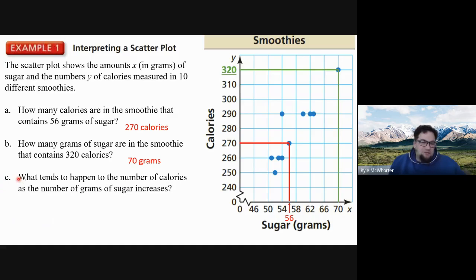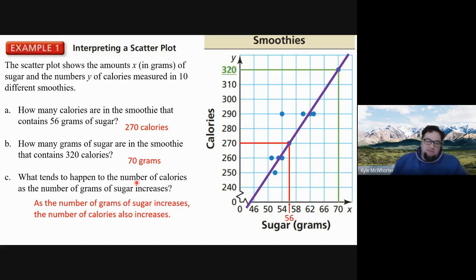And then this last question: what tends to happen to the number of calories as the number of grams of sugar increases? As we get more grams of sugar in our smoothie, what seems to be happening to the number of calories in that smoothie? You can see that there's a trend: the more sugar that's in the smoothie, the more calories that are in that smoothie, right? And if you think about that, it makes sense, because sugar has lots of calories. So if a smoothie has more sugar, it should also have more calories, right? Okay, so there's example one.